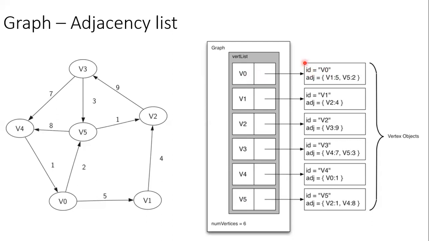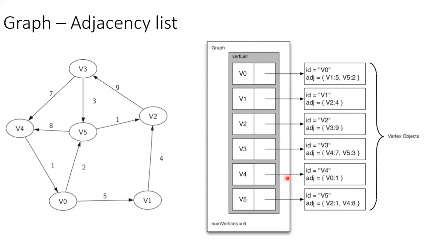This vertex object will have the details about the key value or the ID of the vertex, and also the neighbors of the vertex with the key and the value information. For example, for V0, as I told you already, the neighbors are V1 and V5. To V1 it has a weight of 5, and to V5 it has a weight of 2. Like this, we can represent every object as a vertex.